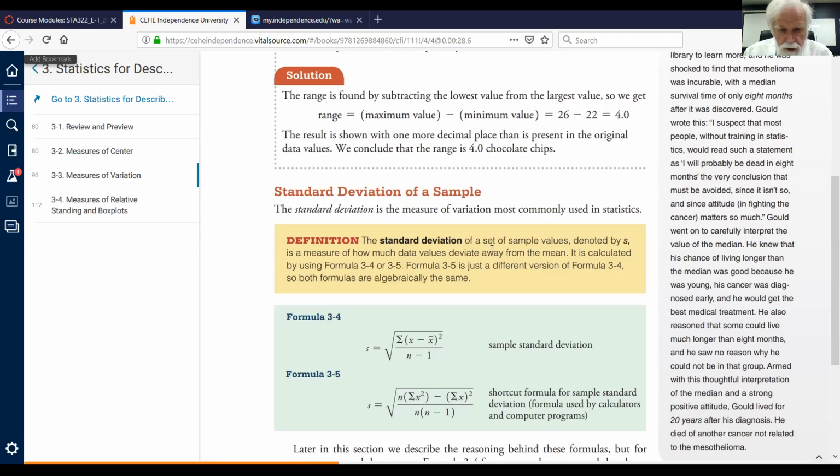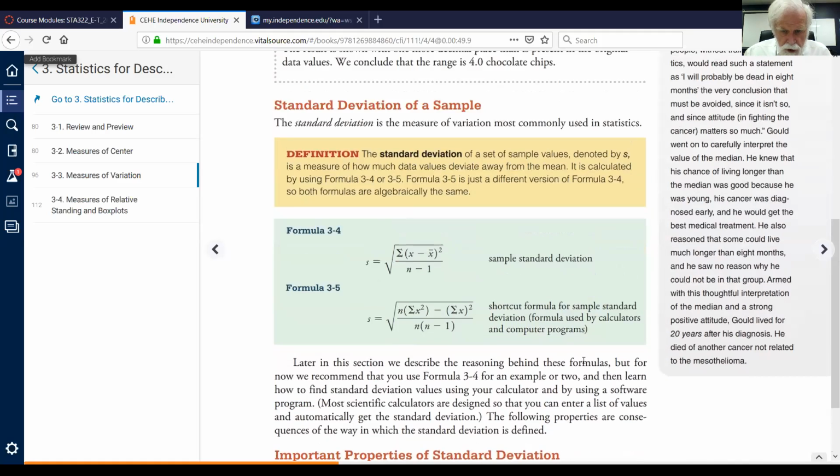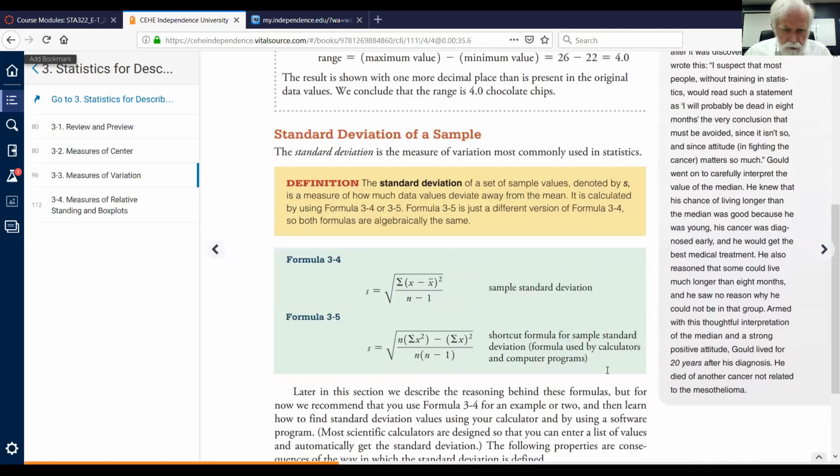Now, we calculate n minus 1 because the reasoning is that we are looking at one of those points is going to be right at the mean. So we're really looking at those that are away from the mean. And so it's going to be n minus 1.